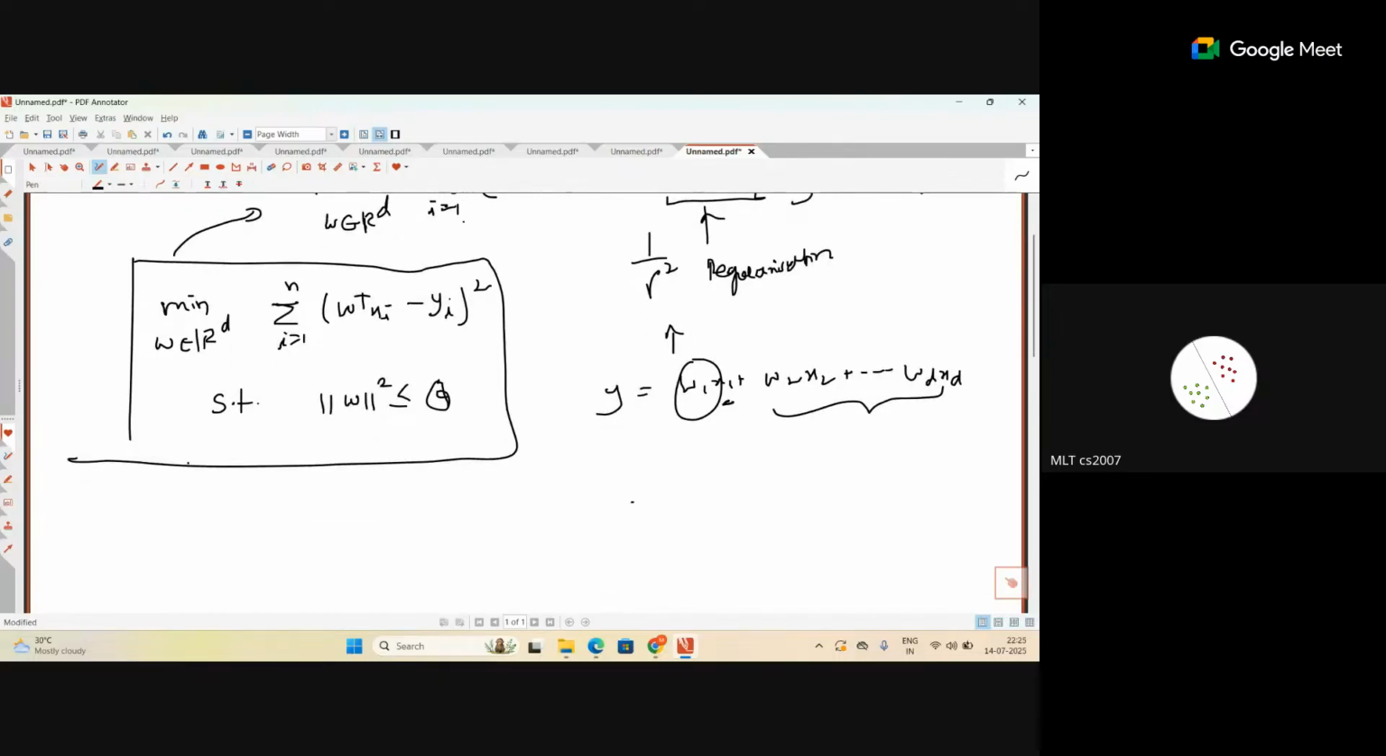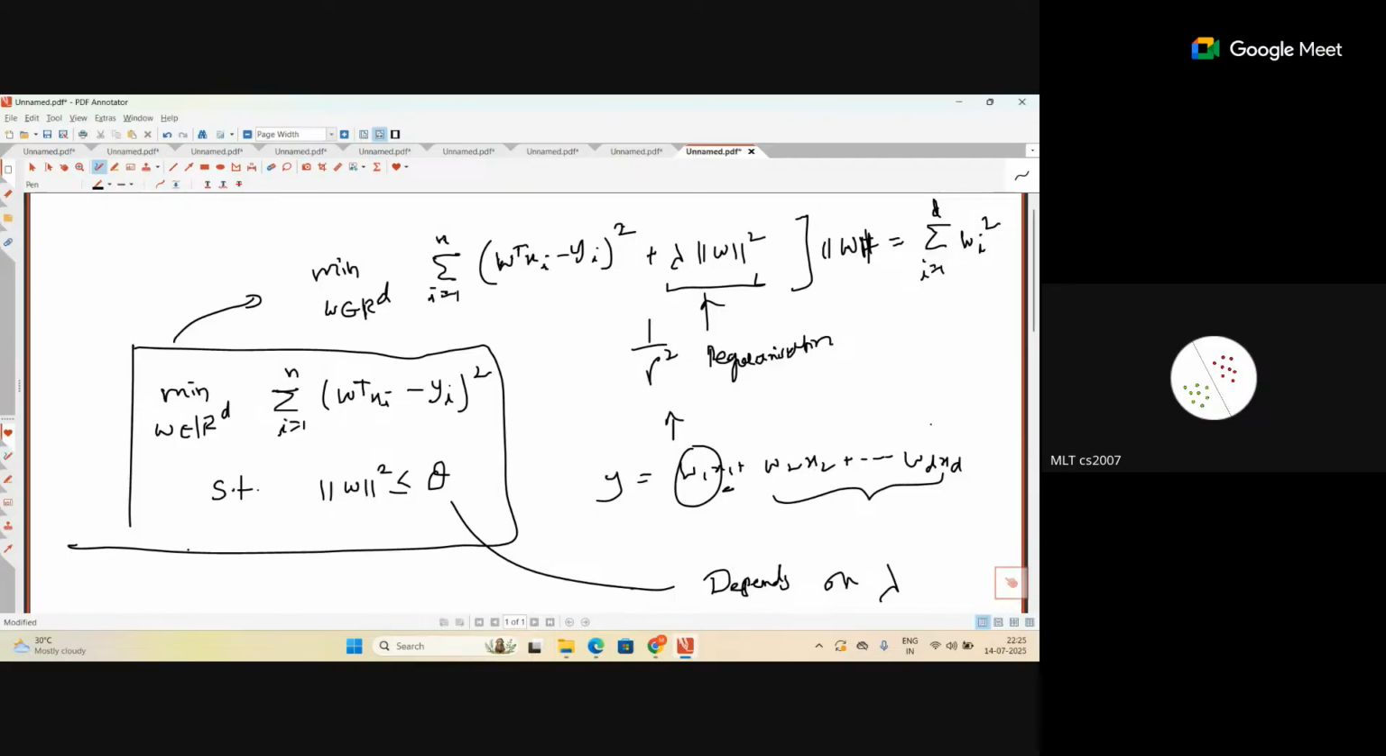So this theta, whatever we have introduced, is called a threshold or limit. This theta should be a parameter. It actually depends on what? Lambda, right? Because see, this was your original problem we are trying to solve.